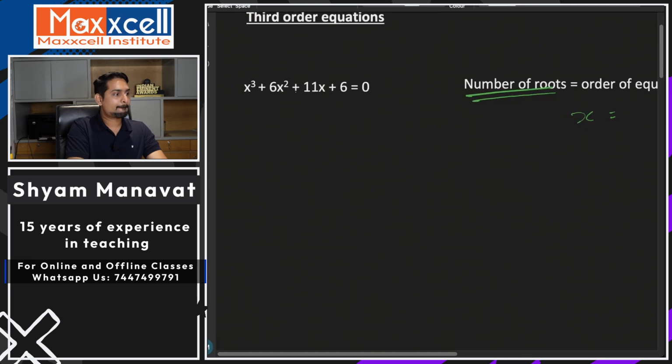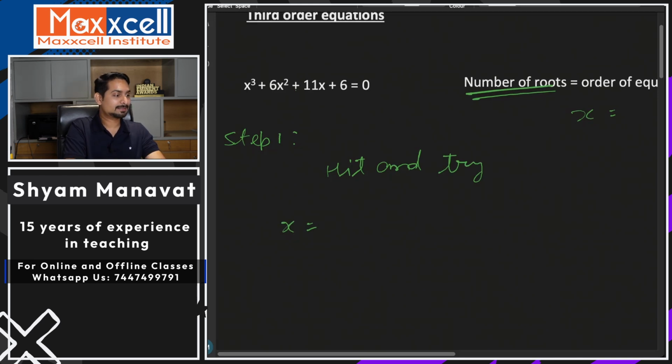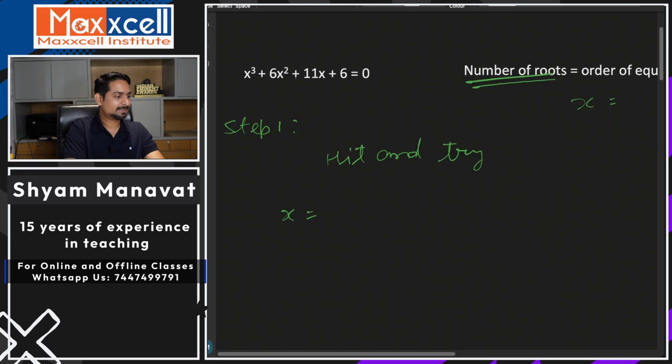So how to solve this? Step number 1 is hit and trial. As in, you take some random value of x, substitute some random values of x and see which values satisfy this equation. Satisfy as in, for which you get left hand side equals to right hand side.